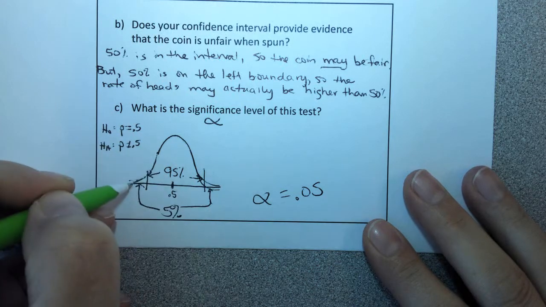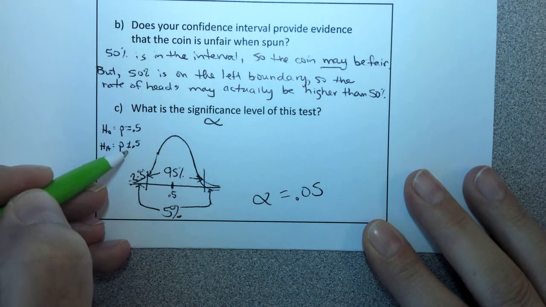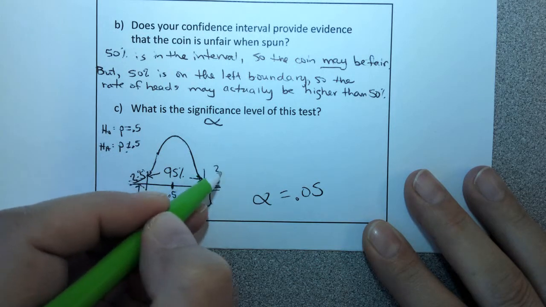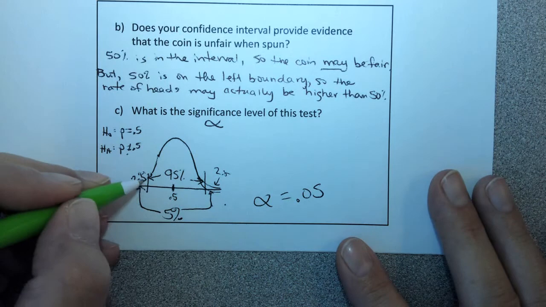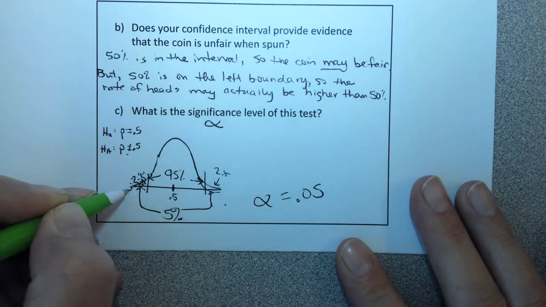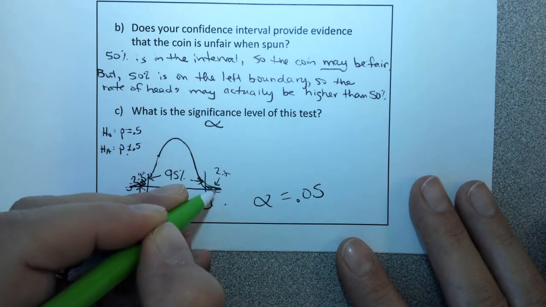Well, each tail is 2.5. So if you have 2.5 down here, and you could reject if you're less than, and you have 2.5 up here, and you could reject if you're greater than, because it's a two-tailed test, if you got a really low percentage, like 30% heads, you would reject down here. If you got a really high percentage, like 60% heads, you'd reject up here.